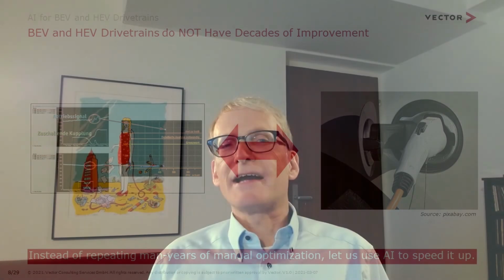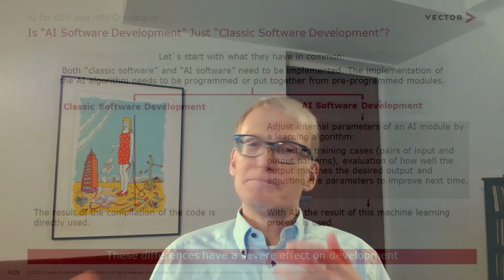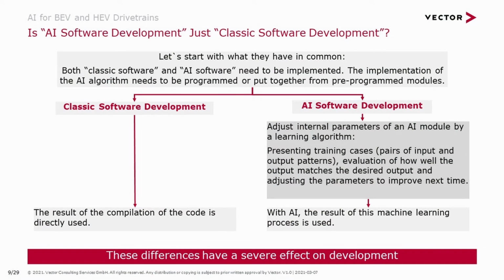So if we look at AI software, what is it? Is it just classic software development? Of course you have to implement code, you have to put modules from a library together, and for classic software development you just compile that, and in principle you can use the result of the compilation process in your car. For AI software development, you have this phase of training and adjustment. Internal parameters of the module are adjusted by learning algorithms based on data sets.